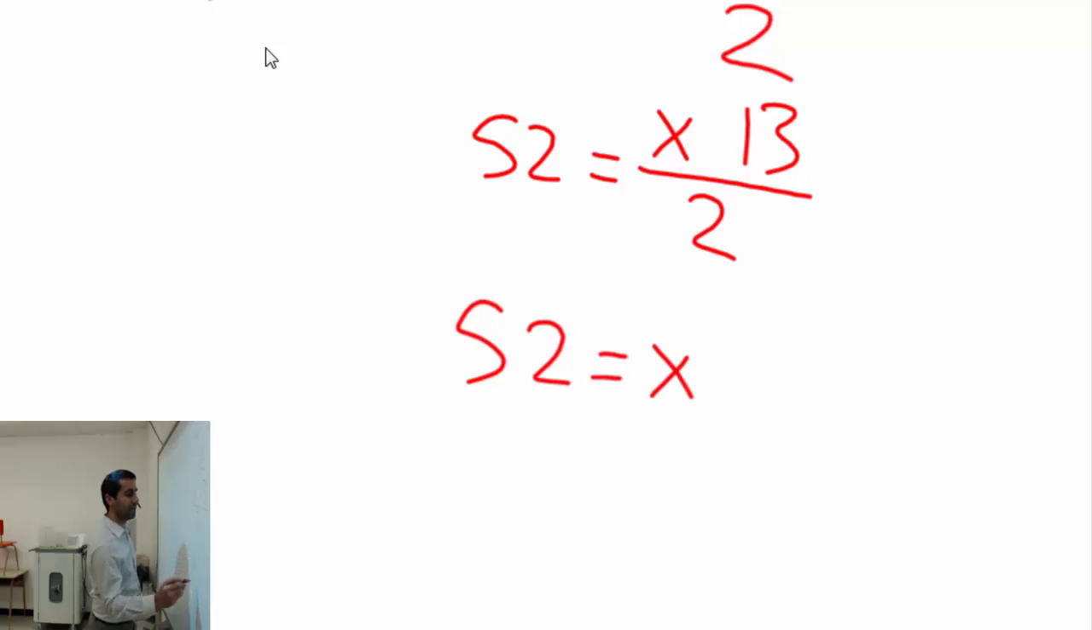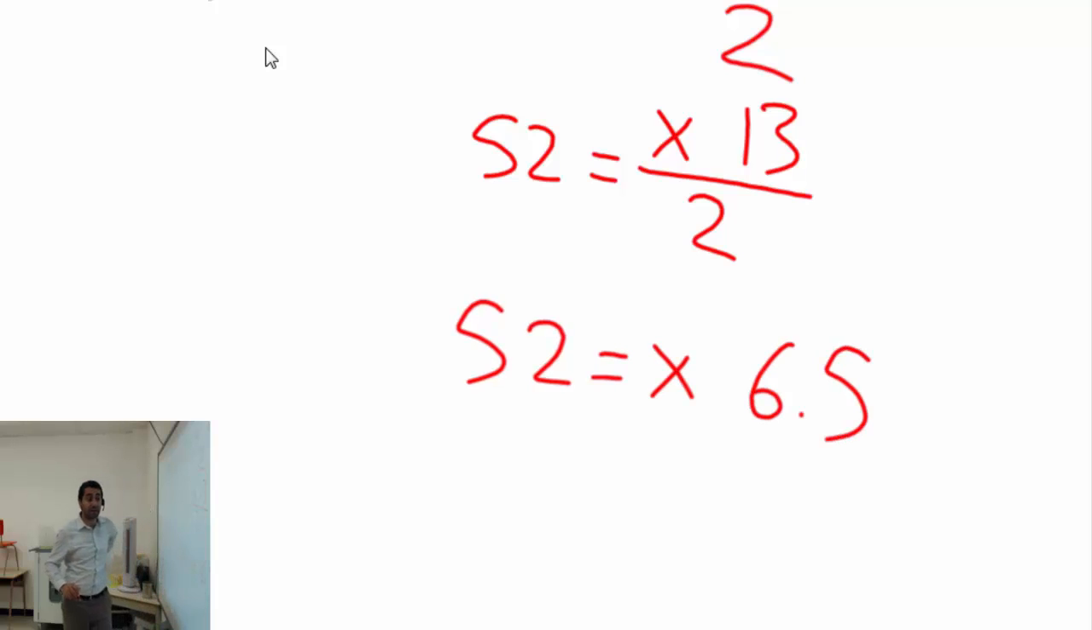52 equals X times 6.5. So what's happening between X and the number, which is 6.5? Is there any addition here, subtraction, multiplication, division? I don't see any sign here between X and the number. So when there is nothing between the number and the letter, we know that that means multiplication. There is a straight multiplication here, and we don't need the sign for it.